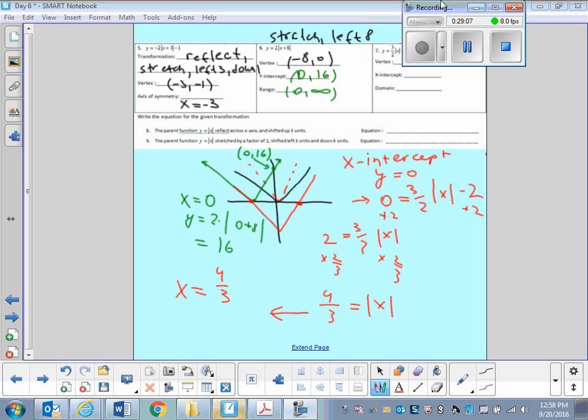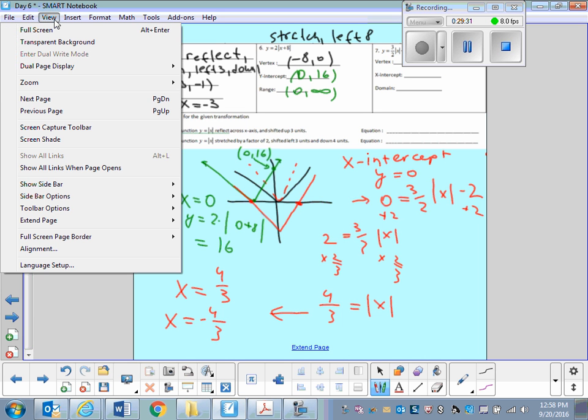Is there any other possibility? Absolute value equals the number. The number, exactly. It could be plus or minus, right? The absolute value of these two numbers is the same, 4 over 3. So here I have two different x's, the same y. So how many points do I have? Two. 2 points, just as I suspected, right?